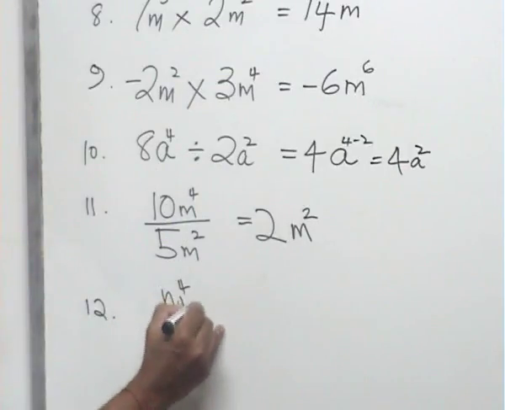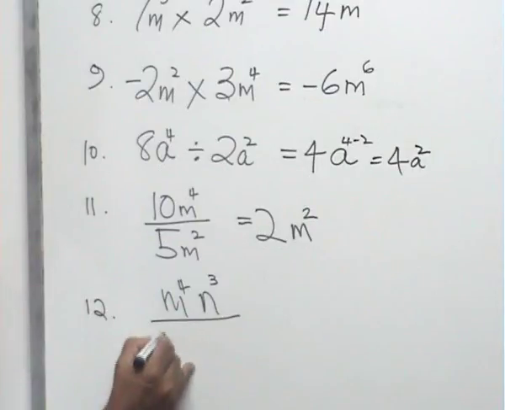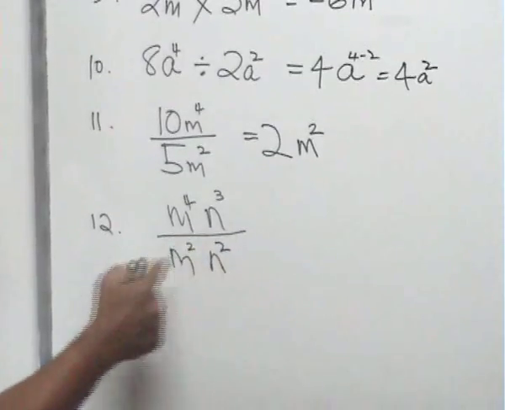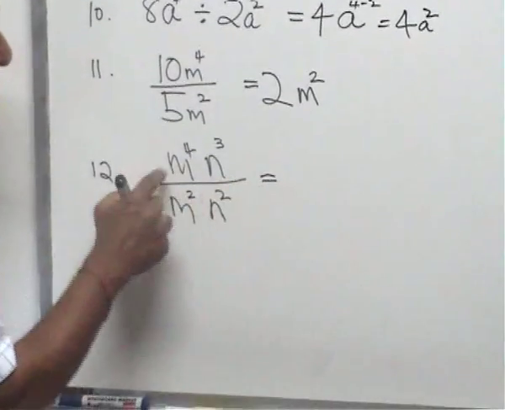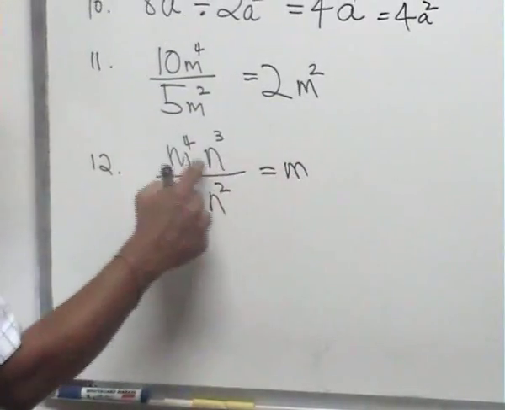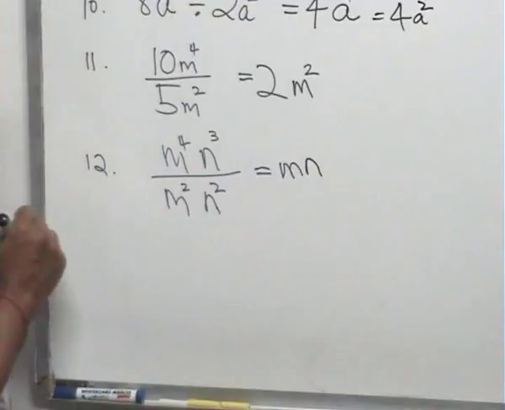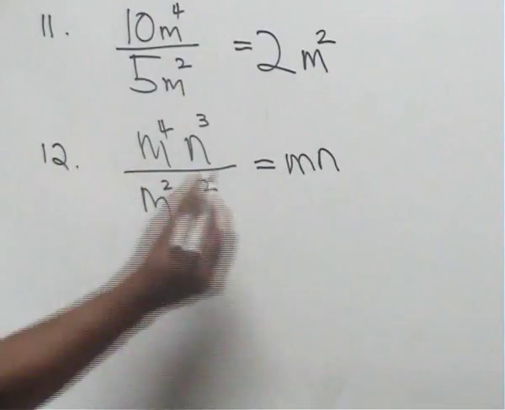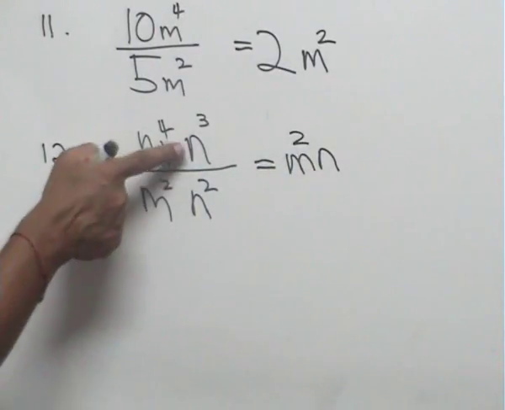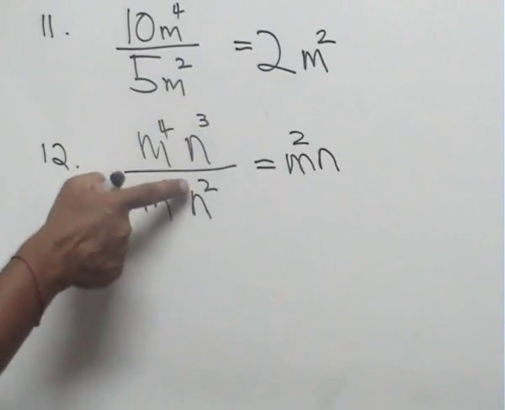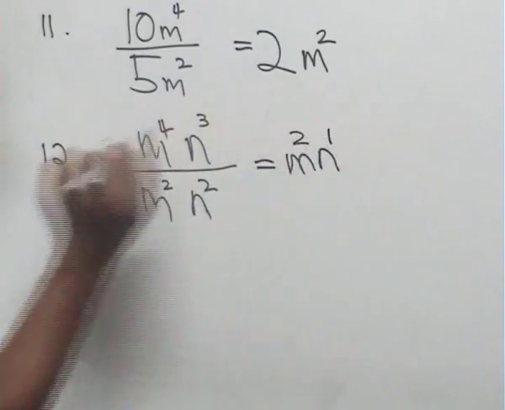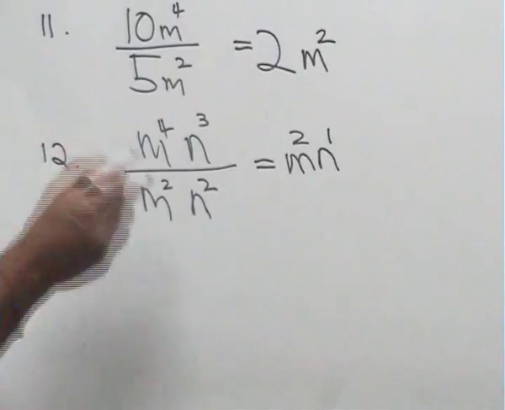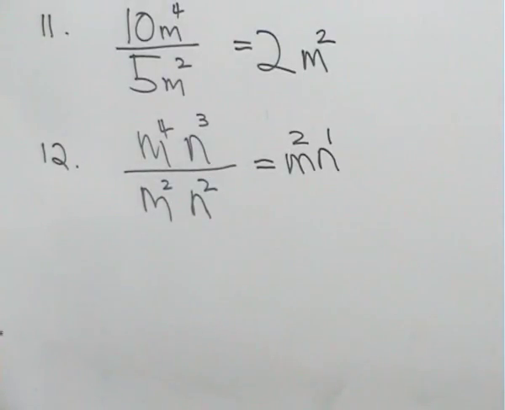Now you've got m to the 4 n cubed divided by m squared n squared. Now you've got two bases. So all you do is, for the m, you write the base once. For the n, you write the base once. Then for the m, it will be 4 minus 2, which will give you 2. Then for the n's, it will be 3 minus 2, which will give you 1. So I'm going to do a few more examples on the other side, so that we get this thing nice and clear in our mind.